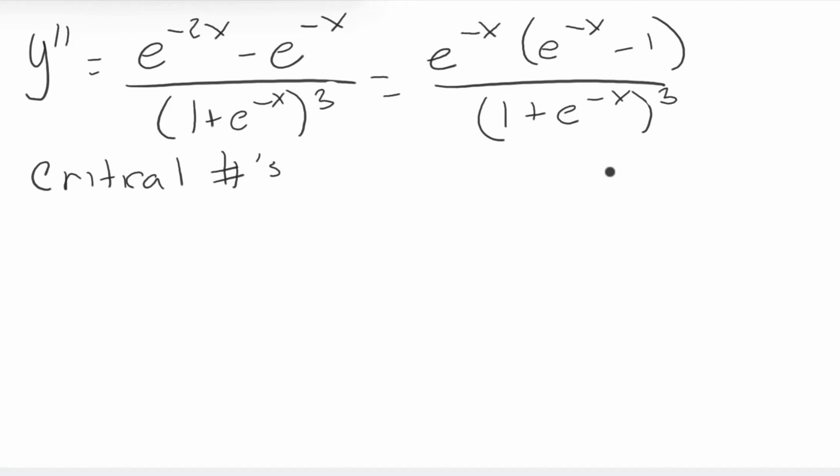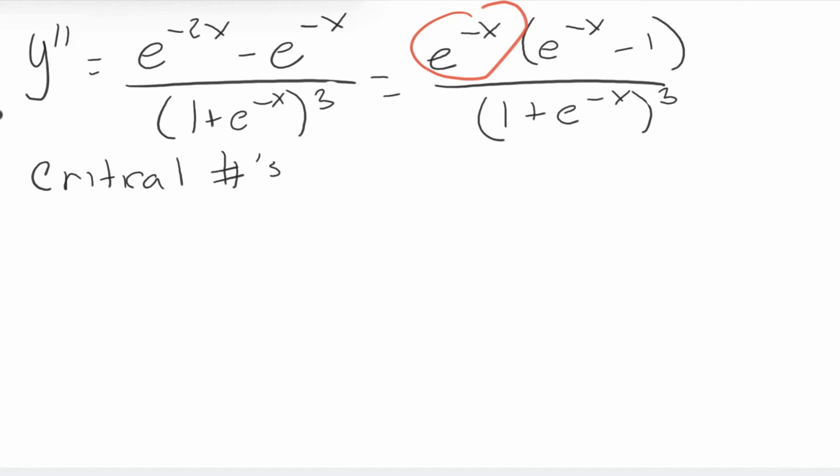So can e to the x ever be 0? E to the x. No. It has a horizontal asymptote at 0. So no matter what number I put in for x, it's just going to get closer and closer to 0, but never actually 0. So that will never be 0.